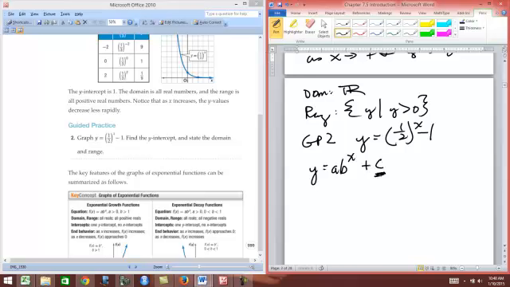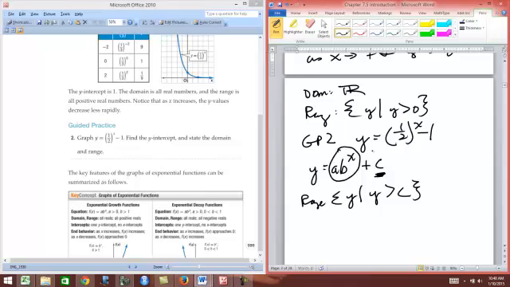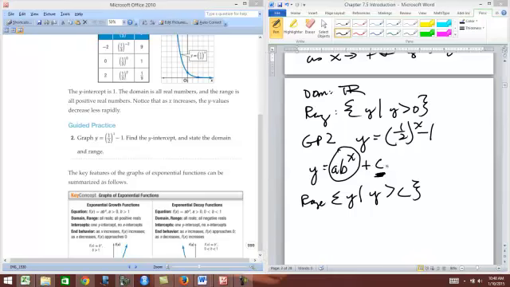C is going to be heavily involved in the range. And the range is the set of all y such that y is greater than c, whatever c is. So you compute ab to the x, and then you add c to it, whether c is positive or negative. So c is going to determine the low end of the range, unless a is negative. And that's another case. We haven't come to that yet.